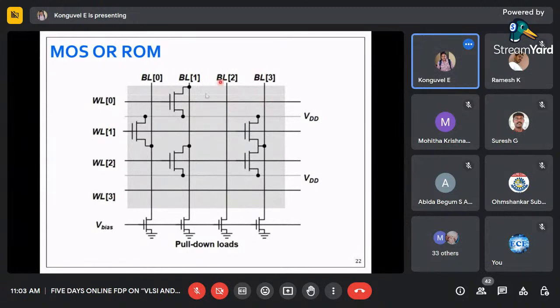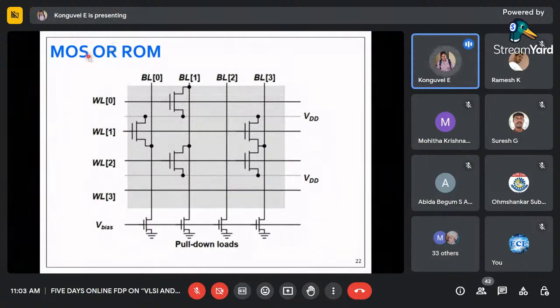Am I right? Similarly, in the second line, VDD is connected to this. If this is 1, through this the VDD will be available here. That is 1. Here, no device, 0, 0, 1. And the third case, 0, 1, 0, 1. Fourth case, 0, 0, 0, 0. All right. This is a simple thing only.